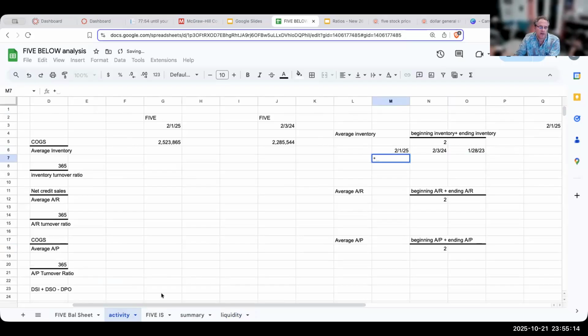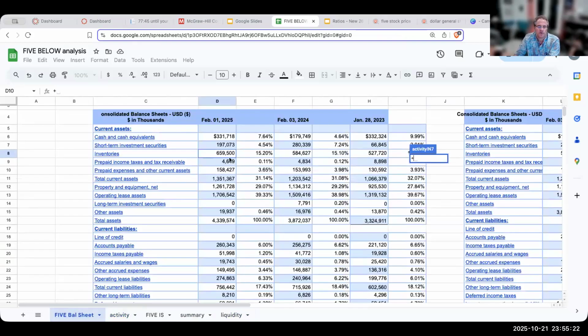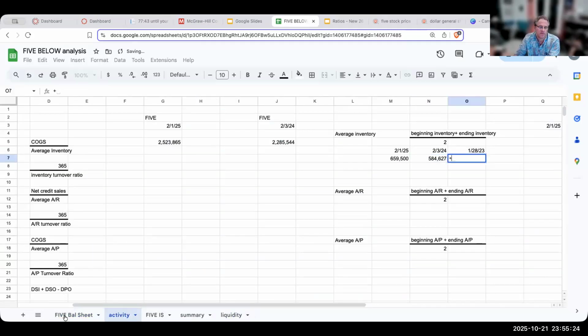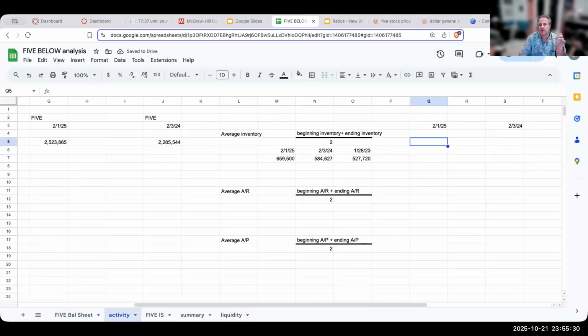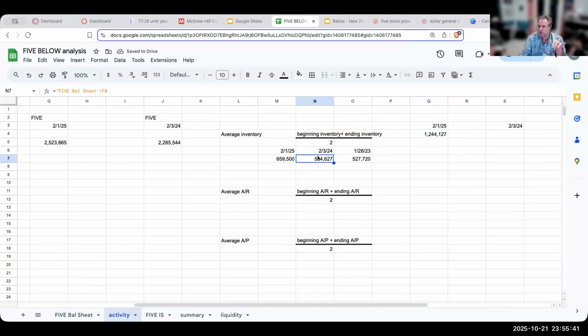My inventory balance on February 1st, 2025 was $659,500. For 2/3/24, it was $584,627. And for 1/28/23, it was $527,720. So what does this mean? It means my average inventory is going to be the sum of these two values, my beginning inventory plus my ending inventory, and to get the average, we divide that by 2.